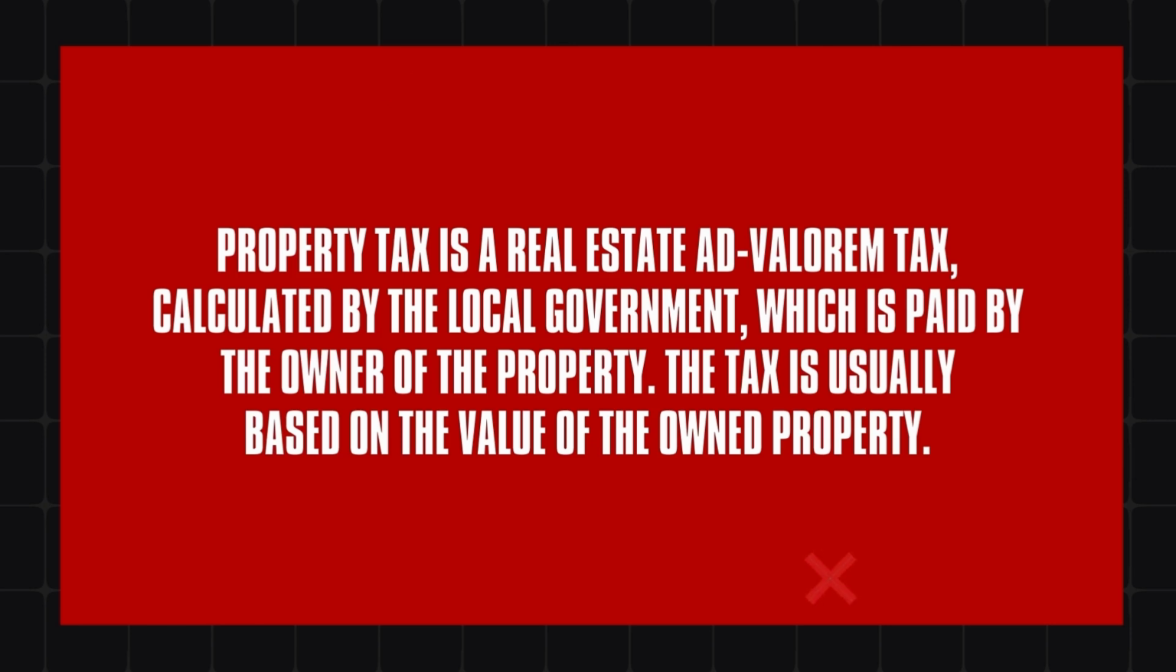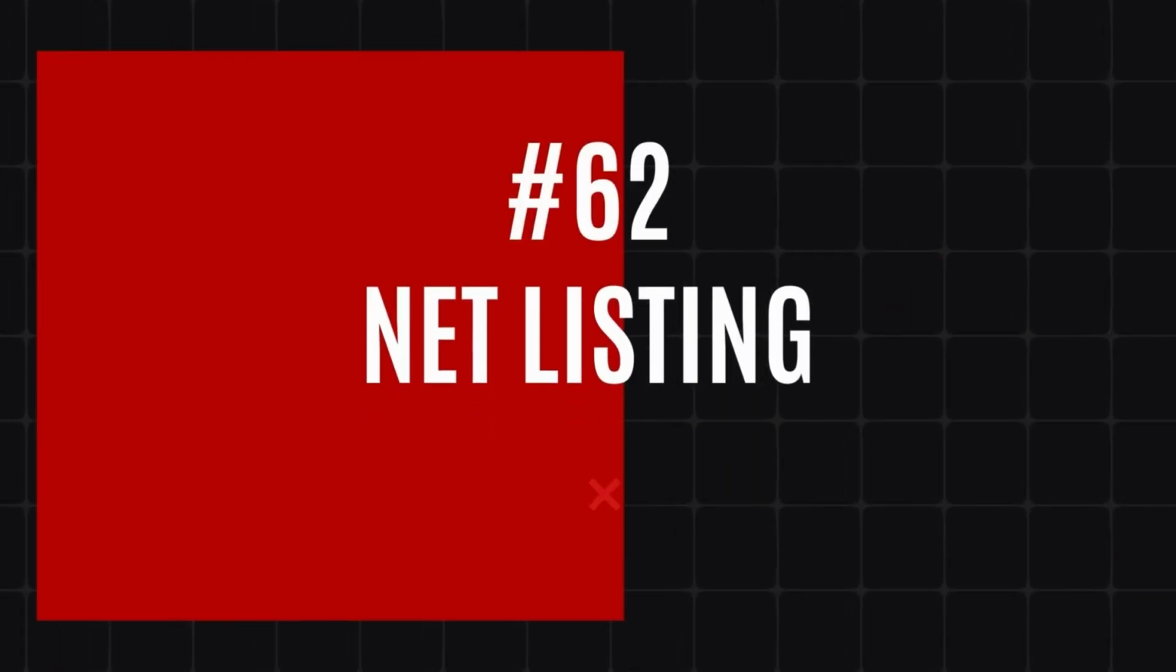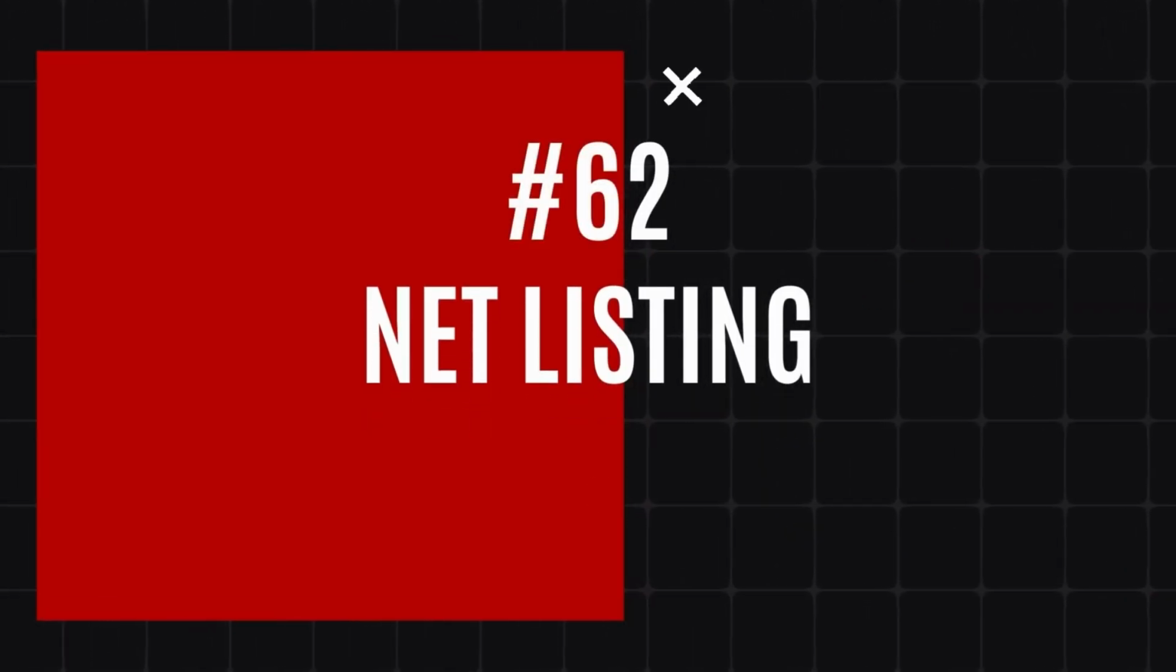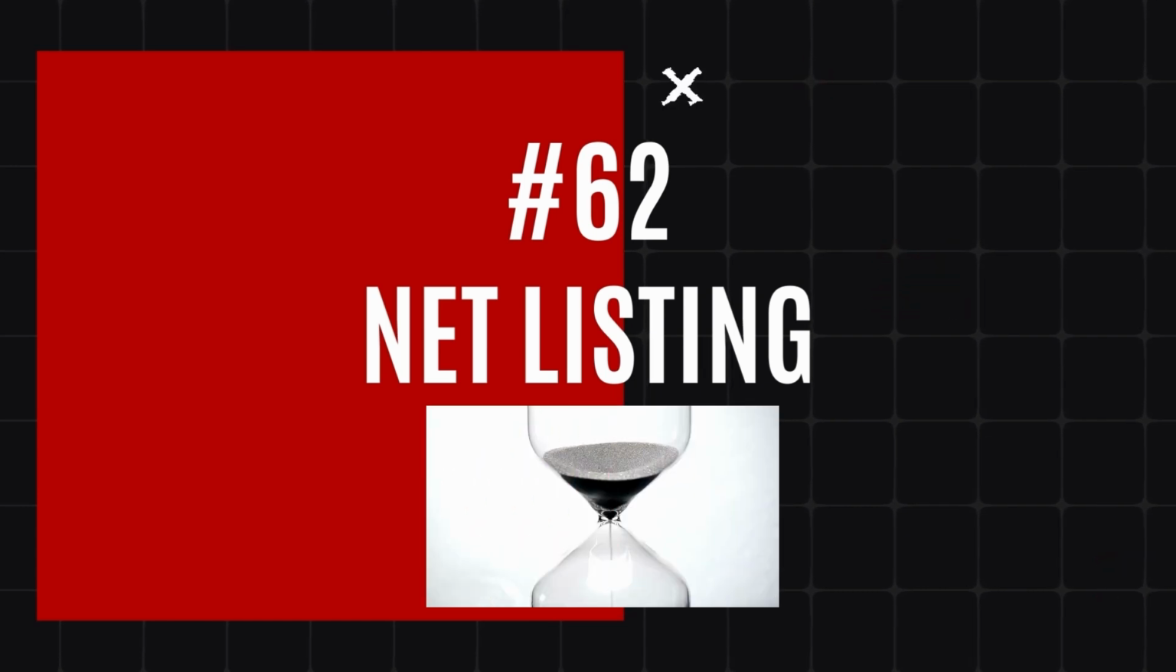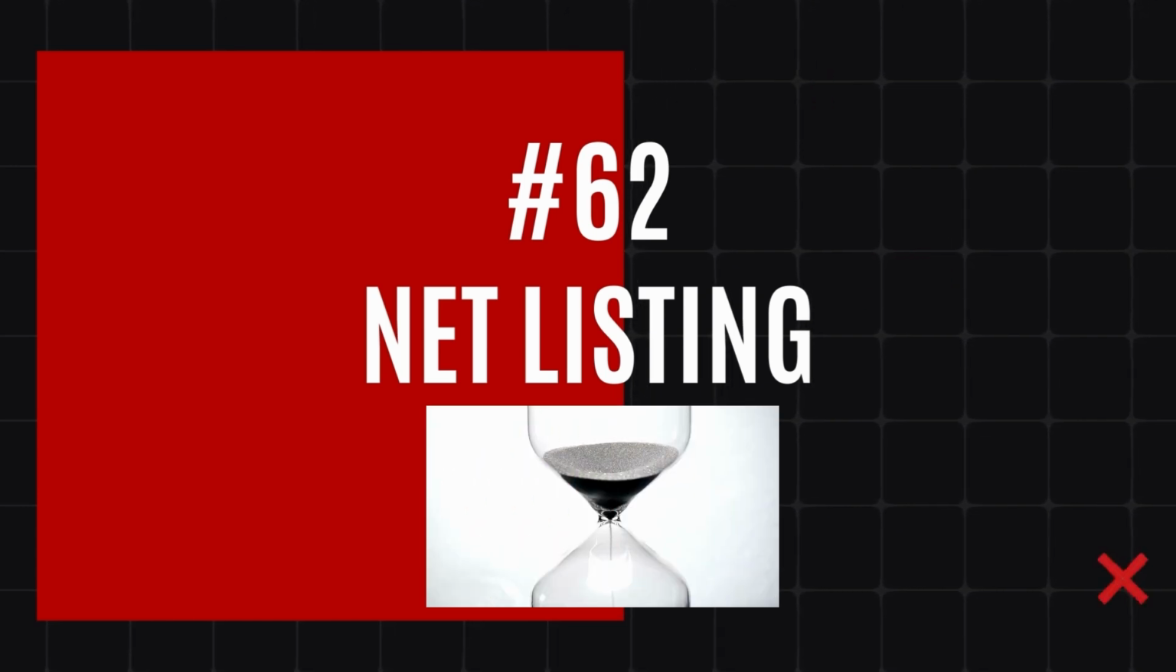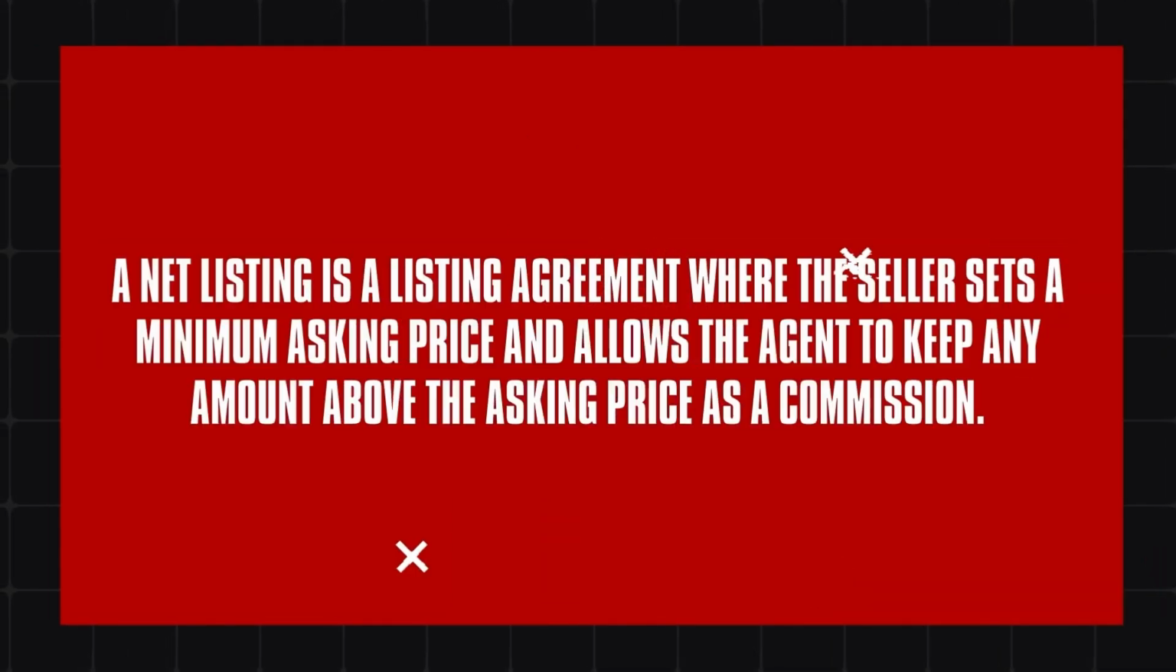Let's jump straight to the next term. Net listing. Guess what net listing means? In a net listing, the seller and agent team up to make the most of a property sale. The seller sets a minimum asking price and lets the agent work their magic. If the agent manages to sell the property above the price, they get to keep the difference as a commission.